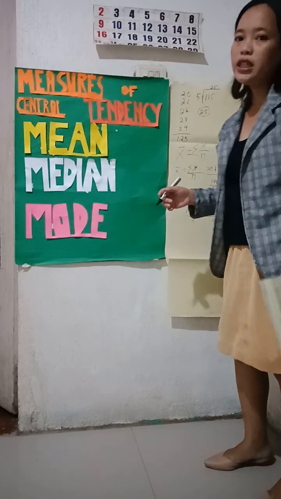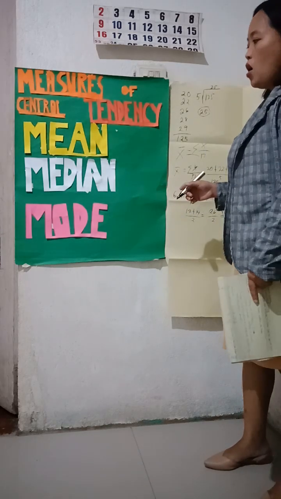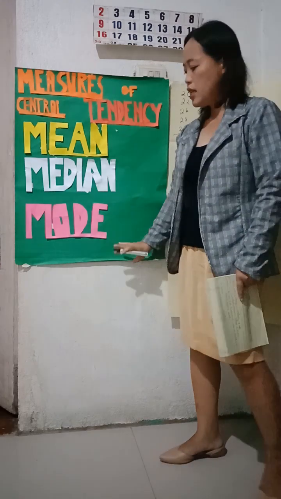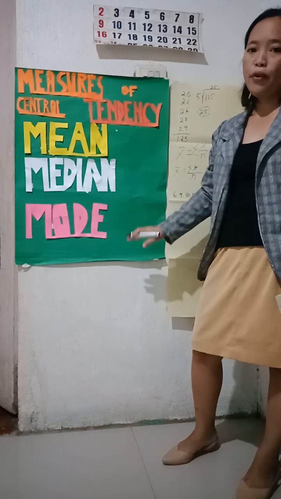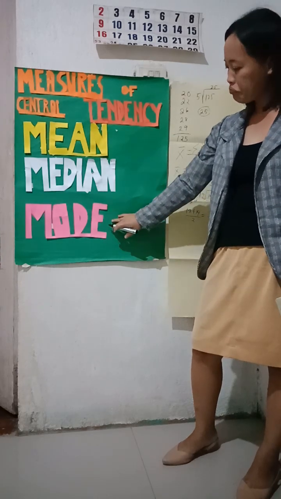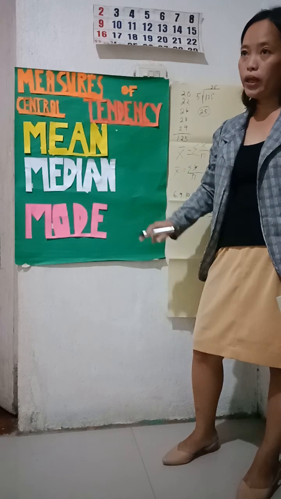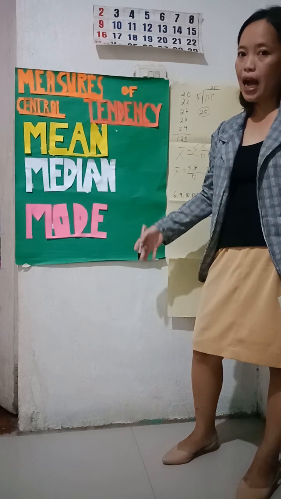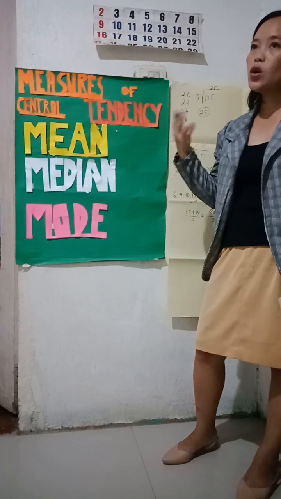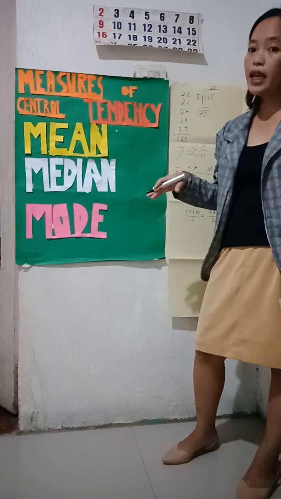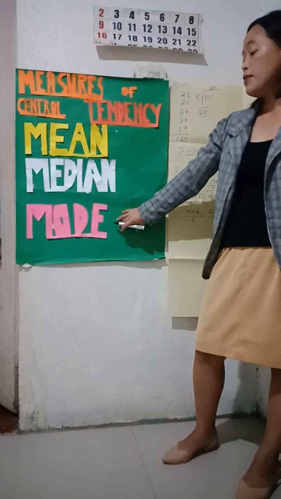Okay, so, am I understood, class? Okay, so the last one is the mode. The mode is a center point where we're looking for the numbers that occur frequently. So what do I mean? I mean in a set of data, if you look for a number that occurred frequently, that is the mode of the data set.